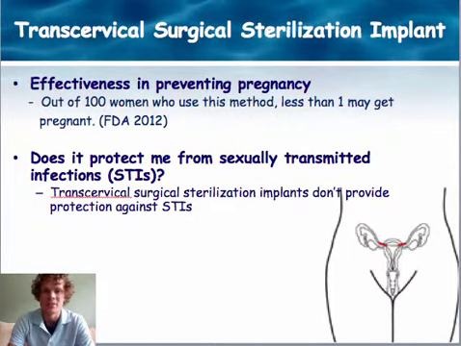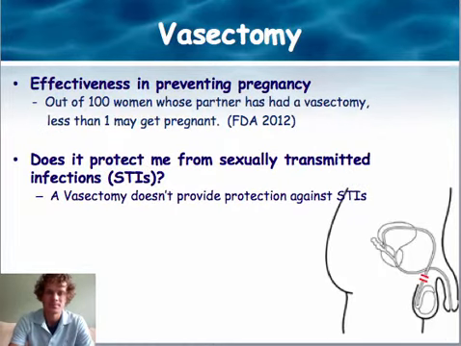Transcervical surgical sterilization implant. Out of every 100 women who use this method, less than 1 may get pregnant. This implant does not provide any protection against STDs. The vasectomy for a male. Out of every 100 women whose partner has a vasectomy, less than 1% may get pregnant. Having a vasectomy does not provide any protection against STDs.